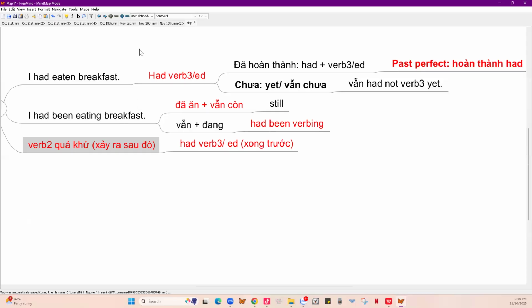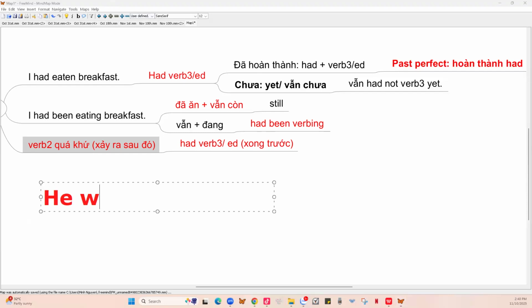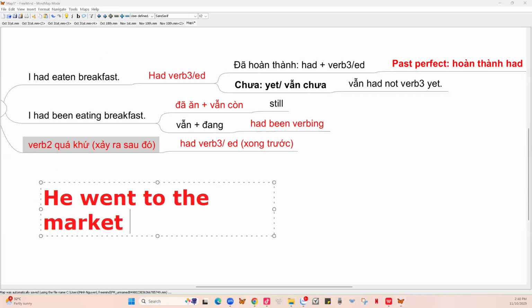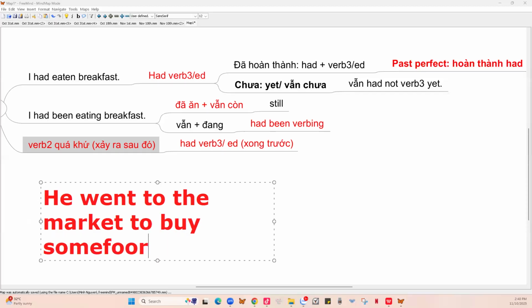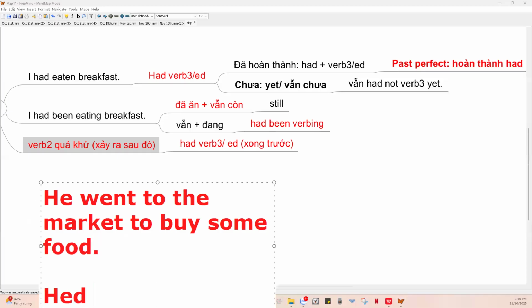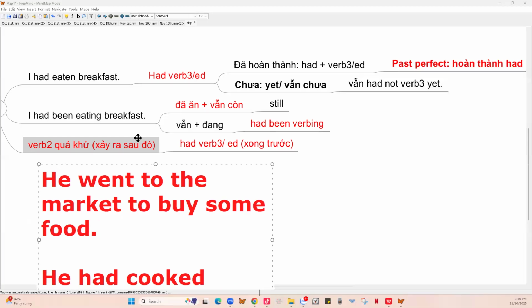Như vậy là nói như thế là yesterday, alright, he went to the market. He went to the market to buy some food, alright, to buy some food. He had cooked breakfast at home. So what is wrong in the sentence?